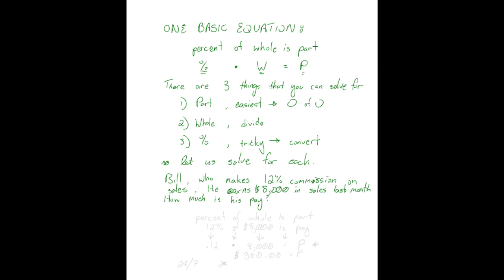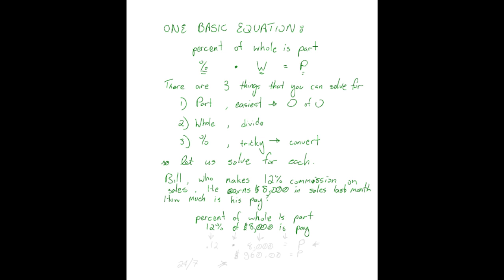Okay, so if we look at this question from the idea of the percent of the whole is the part, then really what we're asking is what's the percent, and the percent is 12% of what? Of the $8,000, right? That's the whole amount, that's the big amount, that's usually the biggest number. The part is what he's going to get paid, right? That's his paycheck. So 12% of $8,000 is the pay. And if you think about it, you know, this is correct.